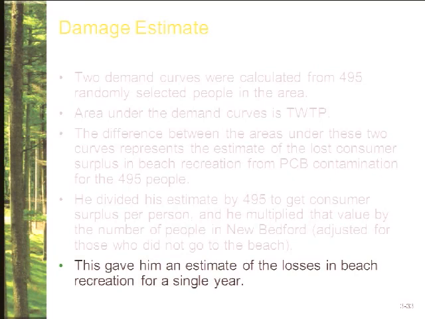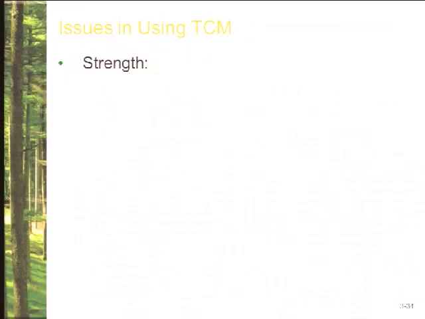Now, the real strength of this methodology is that it is possible to get reliable estimates of the benefits to users. The weakness is that you can't use this methodology to infer what option value is, and you certainly can't use this methodology to determine non-use value. Those are the 2 limitations. Okay? All right. That's the first methodology.